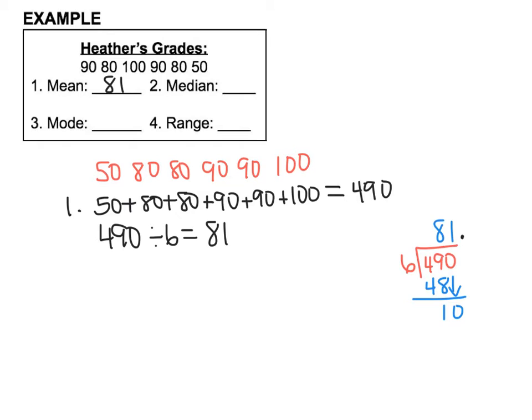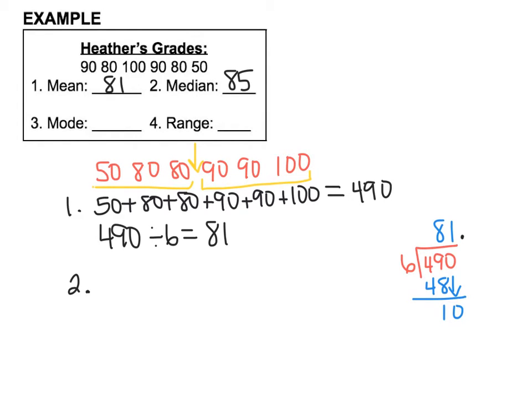Number 2 is asking for the median. That means the middle of all of the numbers once they're in order. So this is half of my numbers, and this is half of my numbers. The middle is whatever is halfway between 80 and 90, and that is 85.